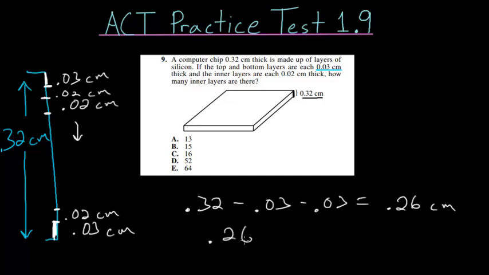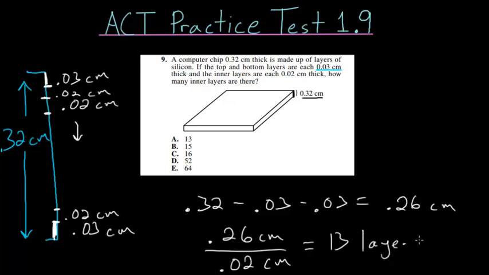But formally, you would do division here. So 0.26 centimeters divided by 0.02 centimeters. And what you're left with is 13 layers. So 13 is going to be our final answer.